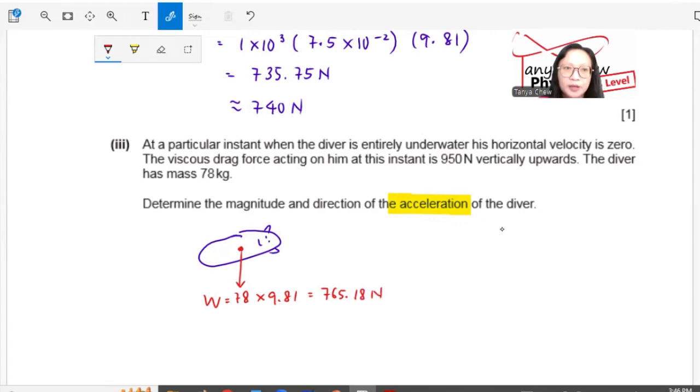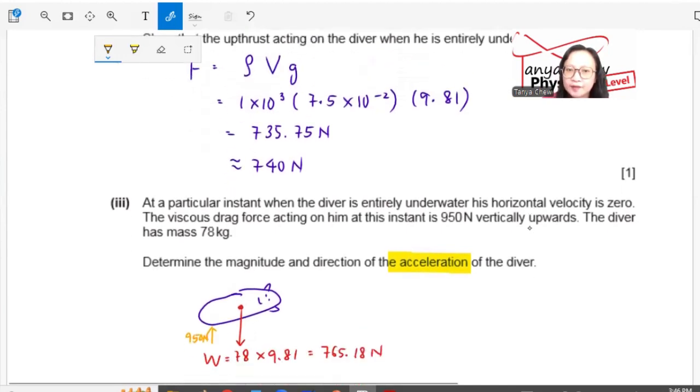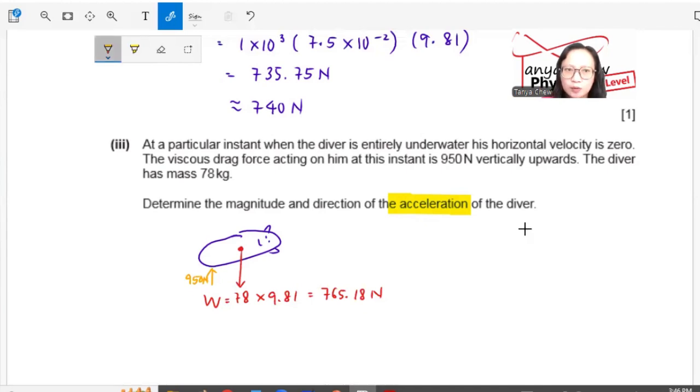So 765.1. It doesn't matter how many significant figures I put in for my weight because that's not my final answer, right? And they told us that there's a viscous force acting vertically upwards. So I draw viscous force, but I'm using a different color here. Viscous force is 950 Newton. And another force is acting at a particular instant. The diver is entirely underwater. But you have to understand that there must be an upthrust force acting on the diver as well, which is 740 Newton, the one that we proved just now. That is the upthrust force acting on the diver.